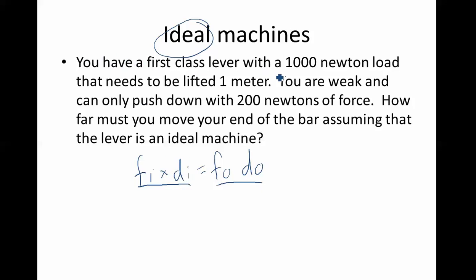You have a first class lever. You have 1,000 Newton load on one side. So here's a nice little lever. I'm going to put the fulcrum right about there. This is not drawn to scale. Here is 1,000 Newton load on one side. You need to lift it up 1 meter. You need to make it go up 1 meter.